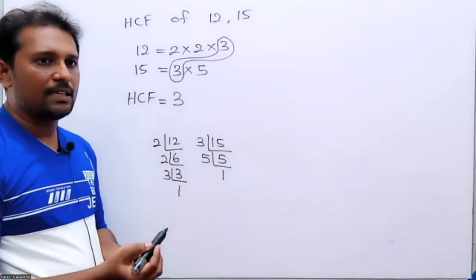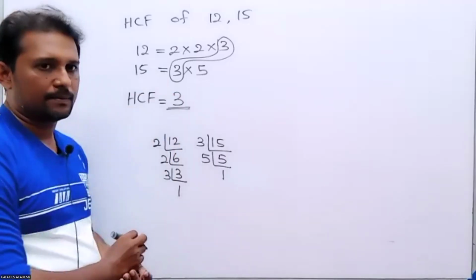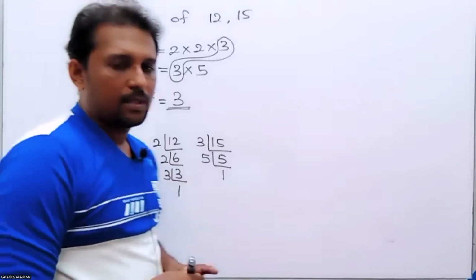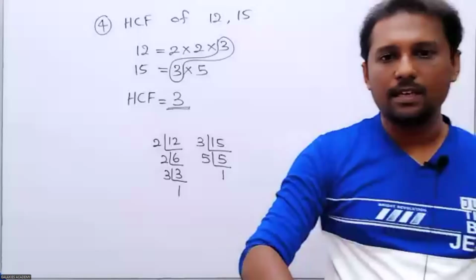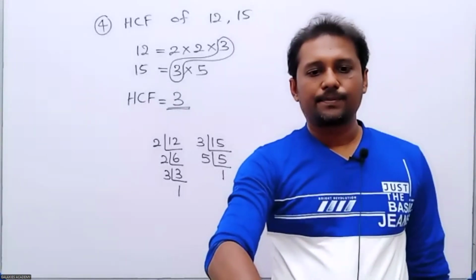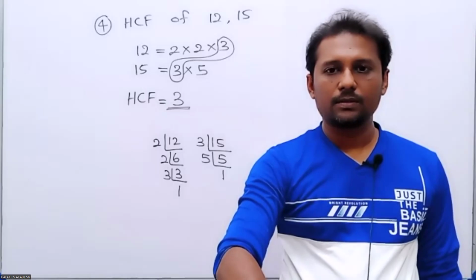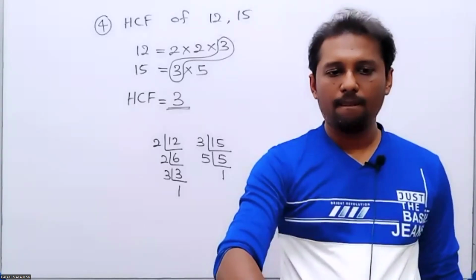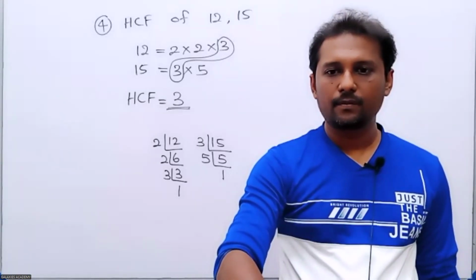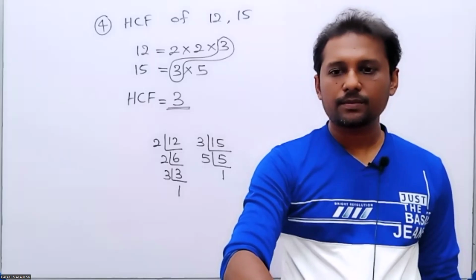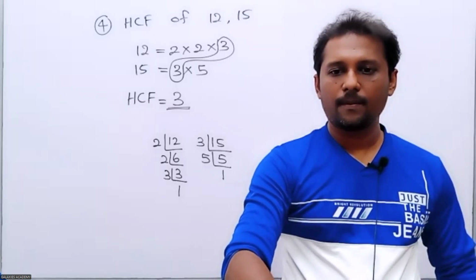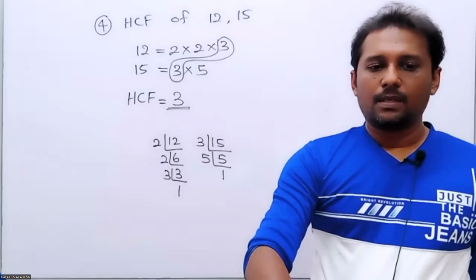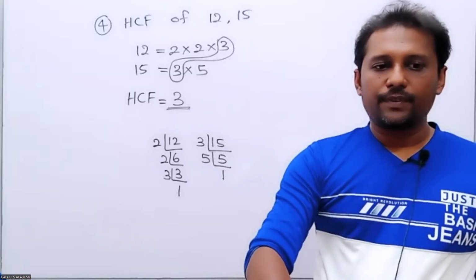So what is the HCF? HCF is 3. Right? HCF is 3. It is the fourth question. Right? It is the finding method of HCF. Any needed thing you can note down quickly. Right. Then let's go to the fifth question.